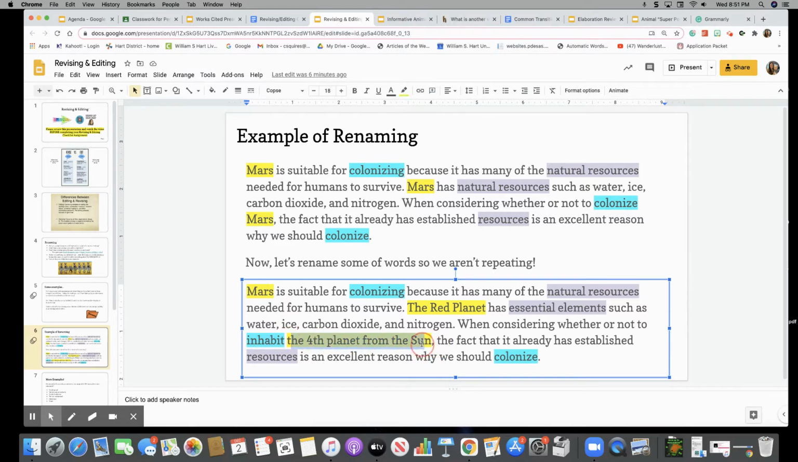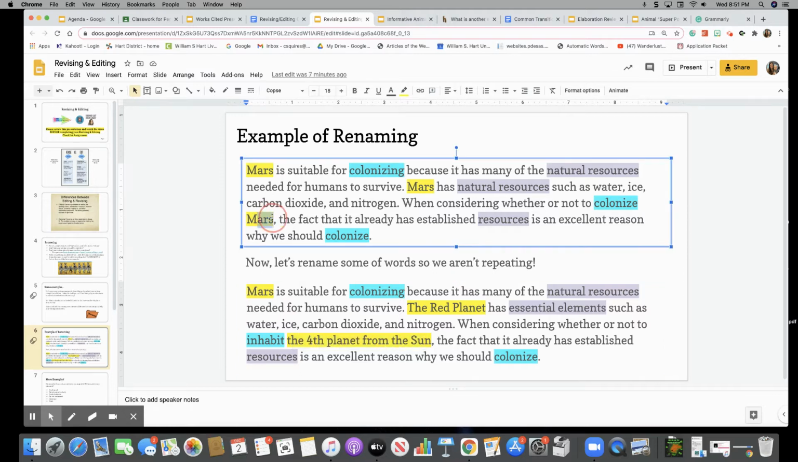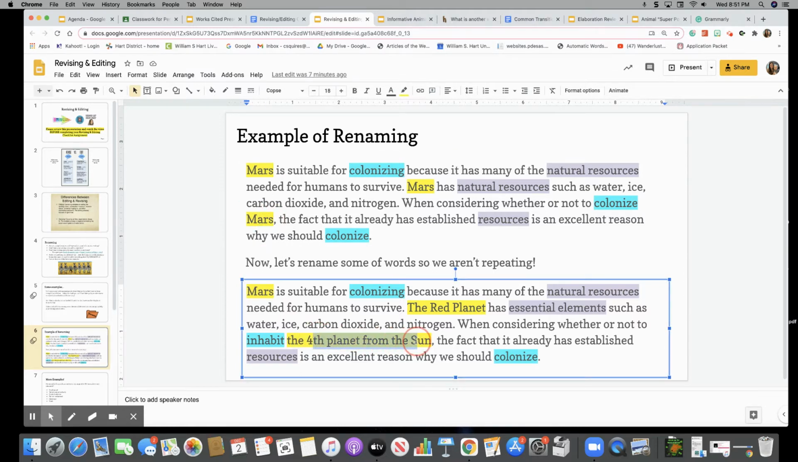It's not going to work, obviously, if I type Mars into a synonym website. It's not going to tell me the fourth planet from the sun. I had to think of that on my own. So that's kind of my example of renaming something. So I changed out that Mars for the fourth planet from the sun. So just by doing that, it makes my writing sound better.